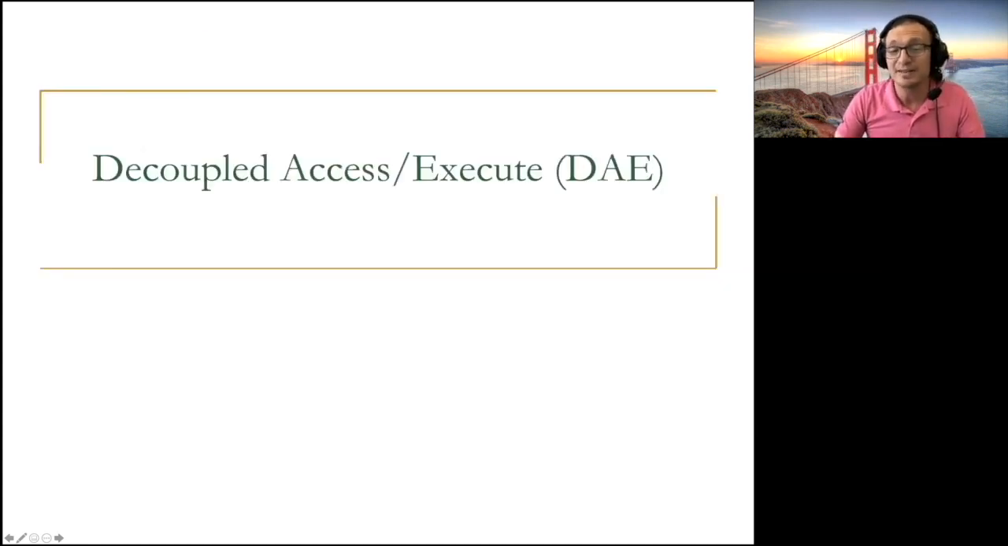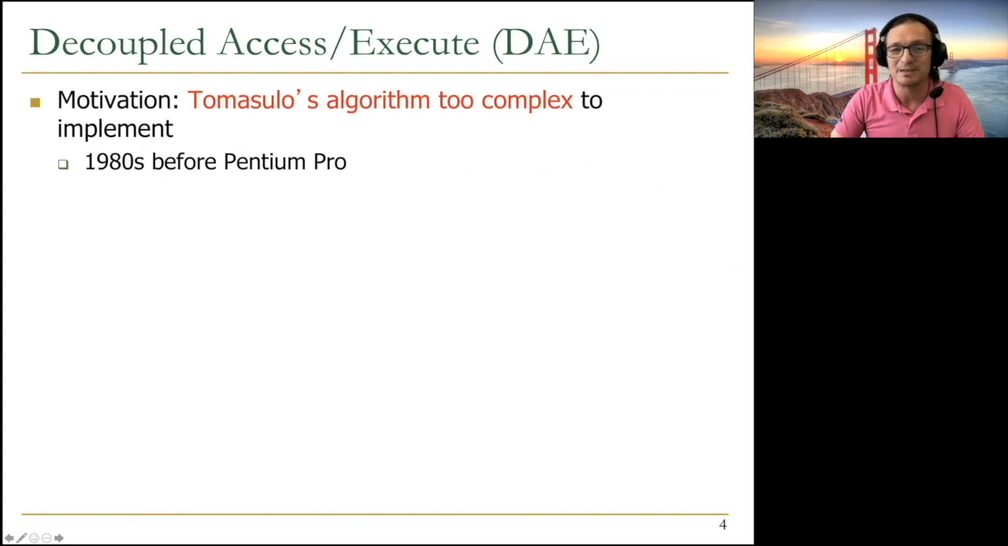The basic idea of decoupled access and executor is actually very simple. But before we go into the basic idea, let's talk about the motivation. The motivation was that Tomasulo's algorithm is too complex to implement. Basically, this was the 1980s, before Pentium Pro. Nobody implemented it, and people suggested that we don't want this much complexity in the systems.